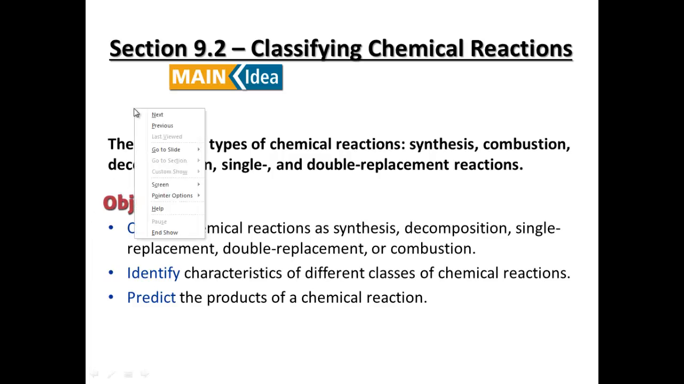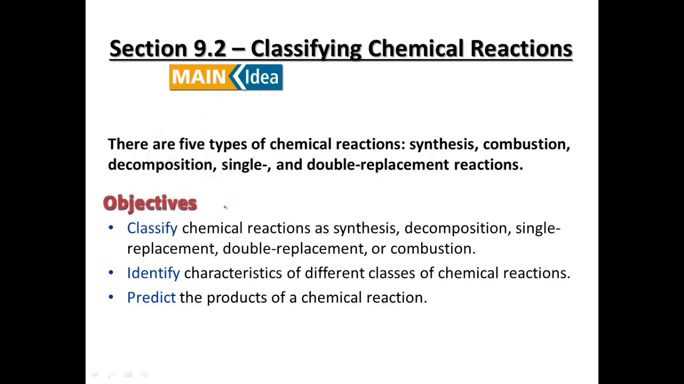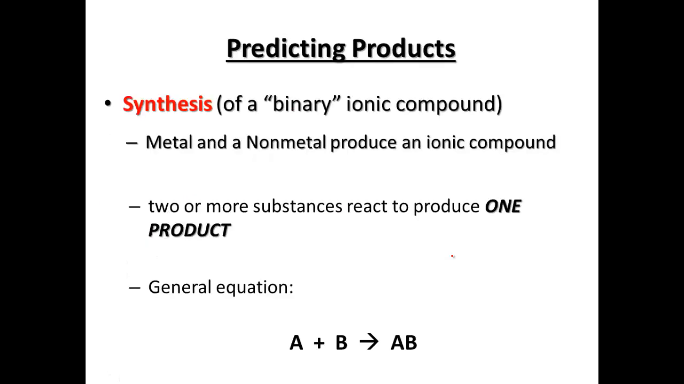We're going to start looking at ways that we can predict the products from chemical reactions. Predicting the products of chemical reactions, we're going to be looking at by classifying them into one of our 5 types: synthesis, decomposition, single replacement, double replacement, or combustion are going to be our 5 types of chemical reactions.